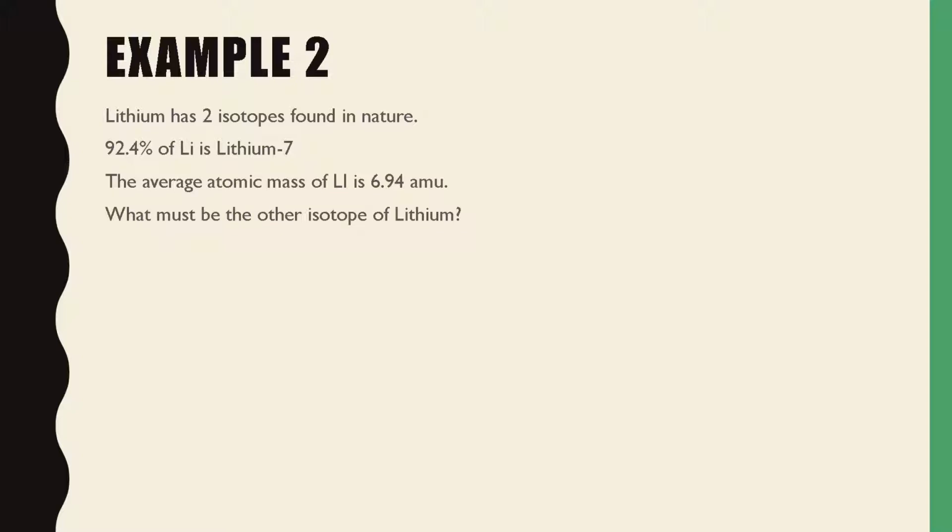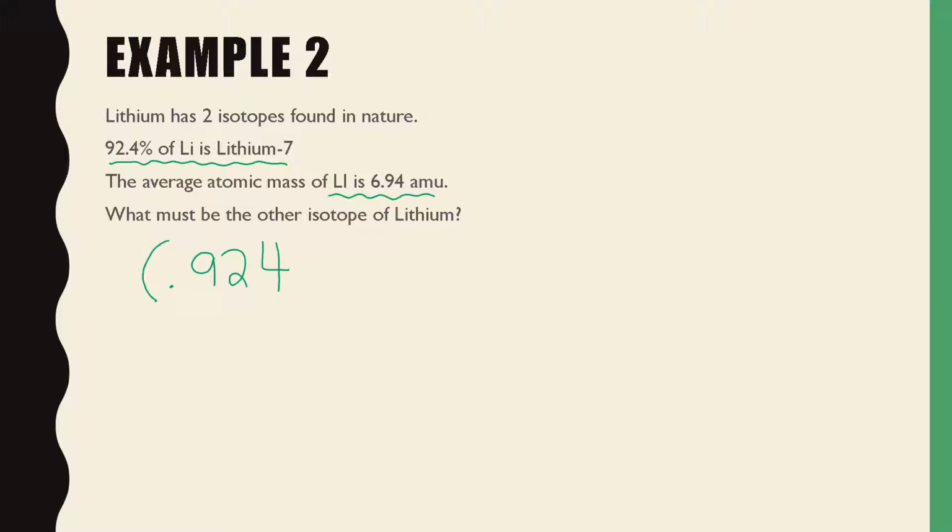Our second example states that lithium has 2 isotopes found in nature. 92.4% of all lithium is lithium-7, and the average atomic mass of lithium is 6.94 atomic mass units. So the question wants to know what must be the other isotope of lithium. Now, although we only have 3 numbers here, we actually know 4. So we're going to have to work backwards.